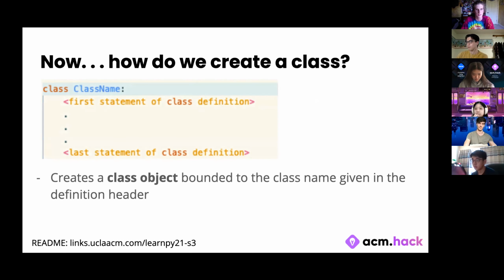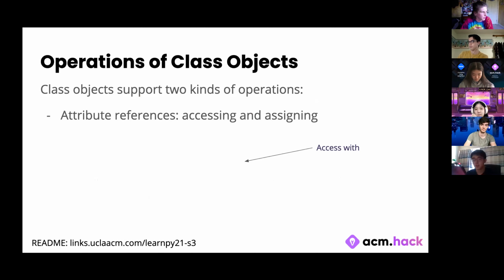So if I make my class name, then every time that I want to reference my class, I have to use the class name. All right. And so yeah, now we have our class object. What do we do with it? Oh, question possibly? Okay.